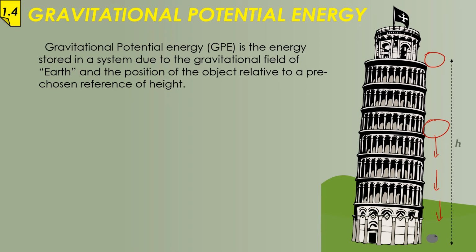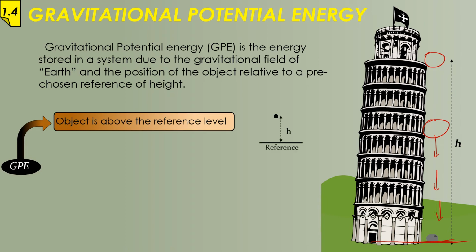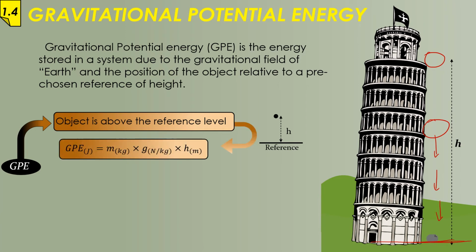And yes, all of that is due to the height above a pre-chosen reference. Accordingly, in this exercise, we have chosen this reference to be this lowest point. Now, if you want to calculate the GPE, which is the abbreviation of gravitational potential energy, we have to consider two cases. If the object is above the reference level, as you can see in the figure here, GPE equals mass times gravity times h.